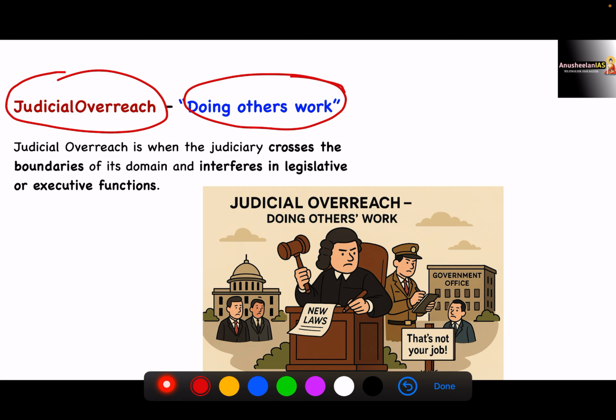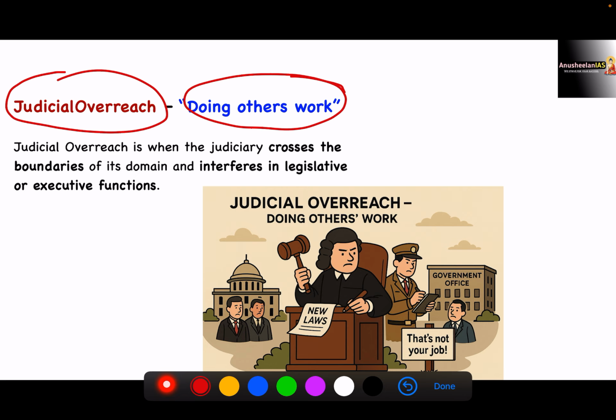Imagine a principal not only checks rules but also starts teaching in the class, making school timetables and punishing without a reason. That's not the principal's job but he is doing it. Like that, here the judiciary also does the other's work rather than doing its own work.